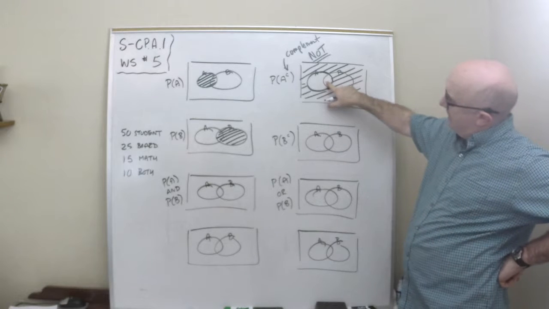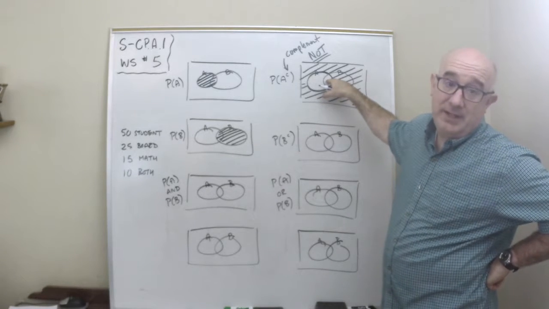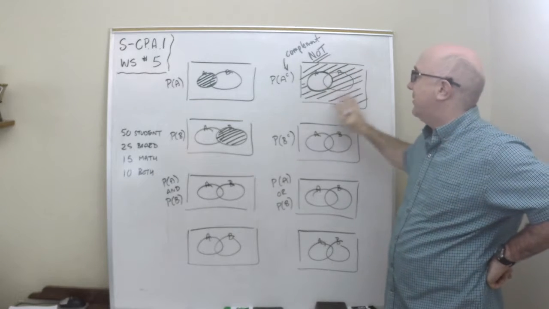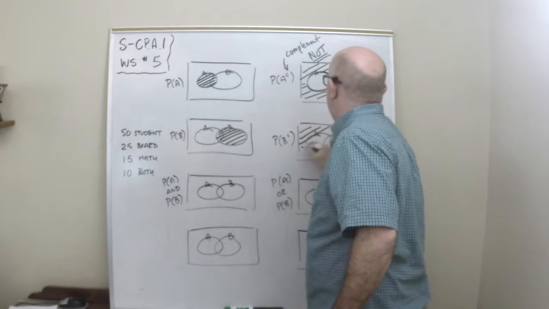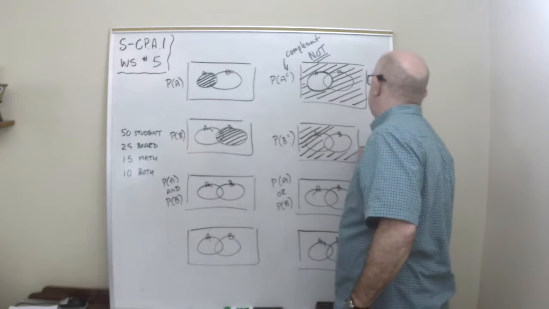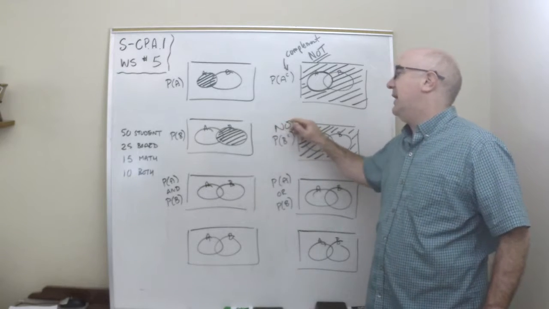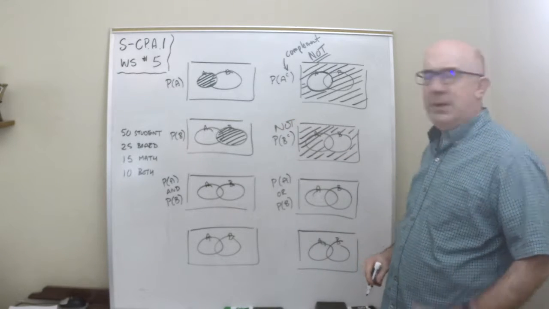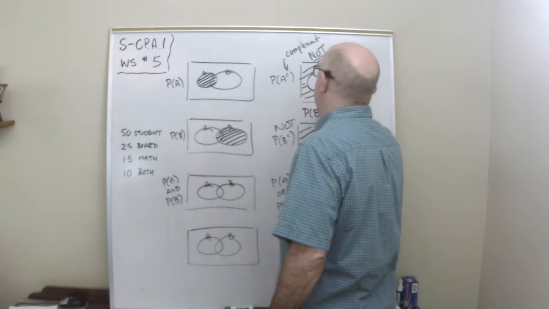And you say, well, do I shade this little part? No, that's in A. It's in B as well, but it's in A. So it's everything outside of that. If we're shading everything outside of B, we would shade all of this region. This is the stuff that's not in B.